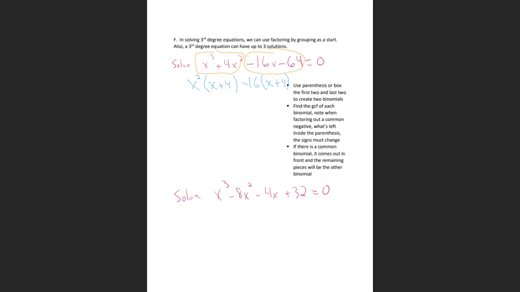Remember, this has got to go back through, and it's going to change both of those signs. So once I get it factored to there, notice how they do have a common binomial. That common binomial now gets pulled out in front. So I have an x plus 4 out in front, and I have this x squared minus 16.